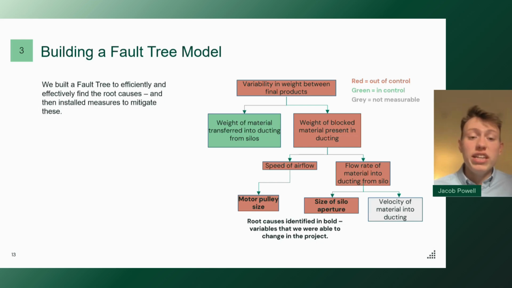We were able to upgrade the motor pulley size to increase the speed of airflow, and this allowed us to reduce the likelihood of blockages being present in the ducting. We were also able to decrease the flow rate of material into the ducting from the silo by simply reducing the size of silo apertures. And both of these two things combined, that I've highlighted in bold there in the tree, allowed us to have a real impact on the presence of blockages in the ducting, and therefore reducing the variability in weight between the final products.